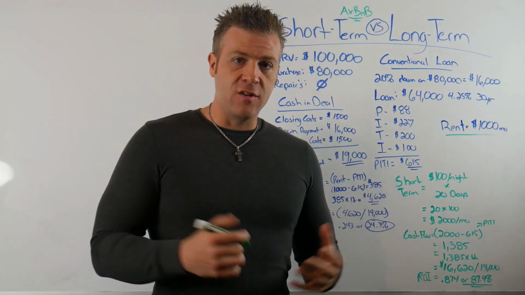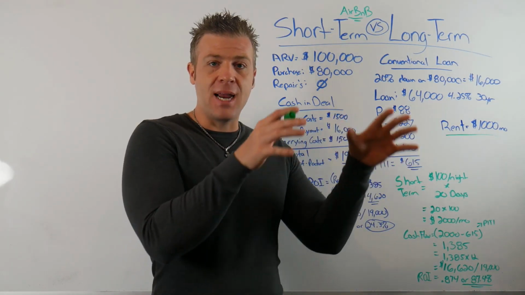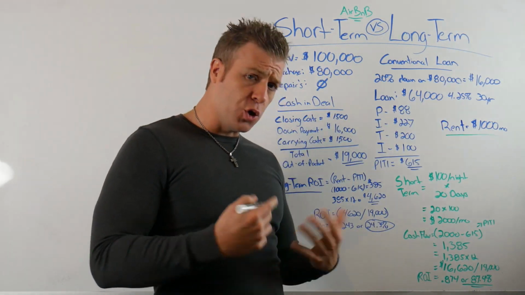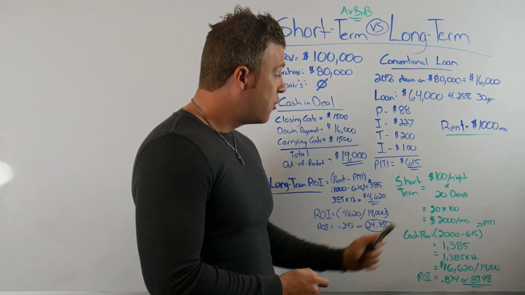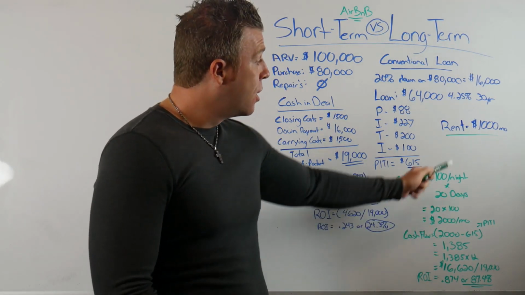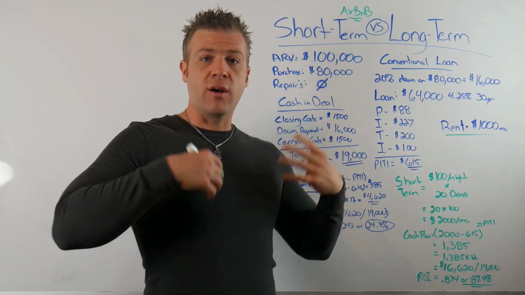What Airbnb allows us to do is rent our property out night by night instead of month by month or year by year. So it's a short-term rental versus a long-term rental. 20 days at $100 a night is $2,000 a month as compared to $1,000 a month. So we're doubling our cash flow.